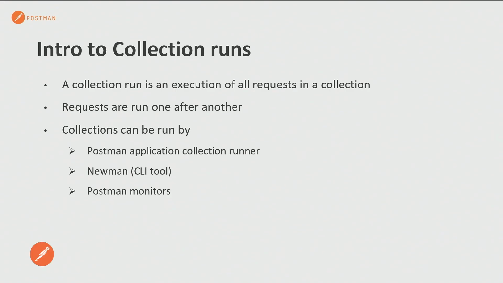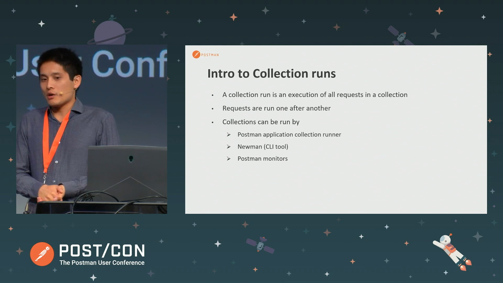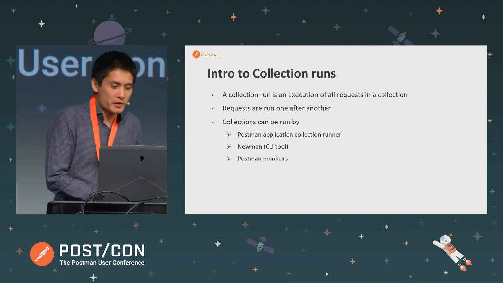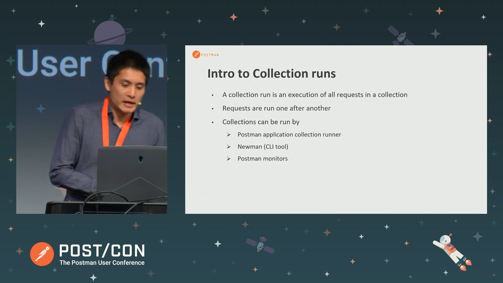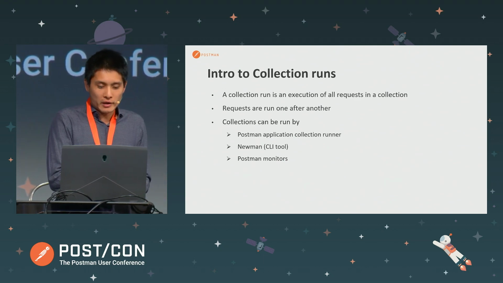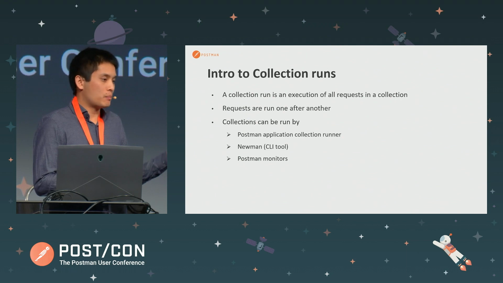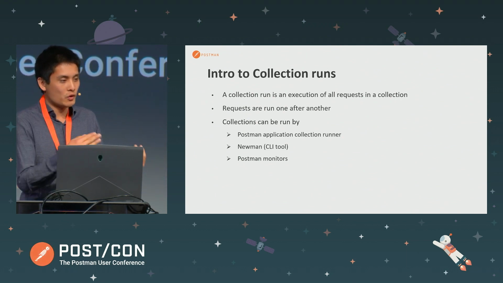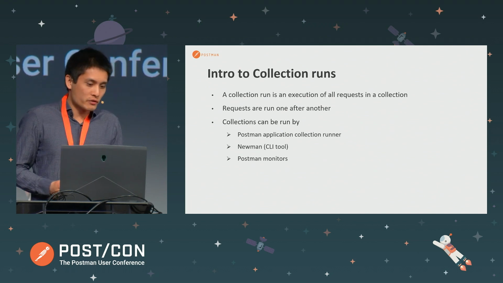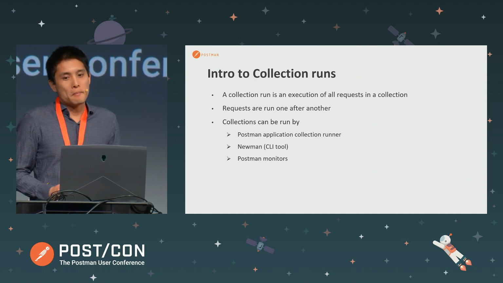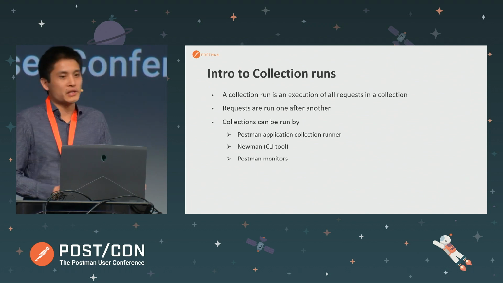So what is a collection run? A collection run is basically an execution of all of the requests within a collection. Those requests are run sequentially, one after another, in the order in which they are defined in your collection. And there are a couple of ways we can run a collection. You can use the Postman Application Collection Runner, which is what we'll be looking at in this chapter. You can use Newman, which is a command line version of that, or you can use a Postman monitor, and we'll talk about monitors a little bit later on.